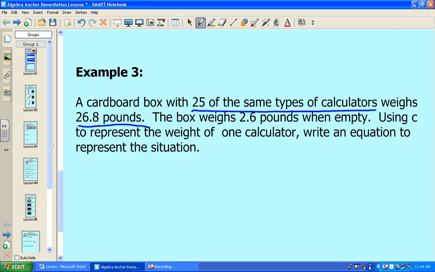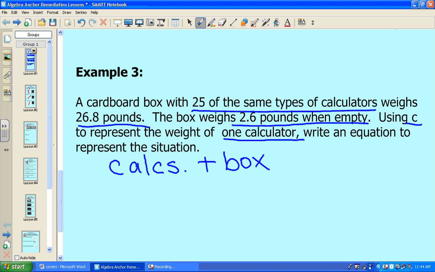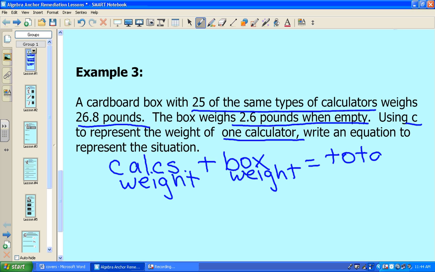The box itself weighs 2.6 pounds when empty. This time you're using C to represent the weight of one calculator. Write an equation to represent the situation. So just like before, you are taking the calculators, I'm going to abbreviate that as the calcs, plus the box weight. That should be calcs weight. So the calcs weight plus the box weight equals the total weight.